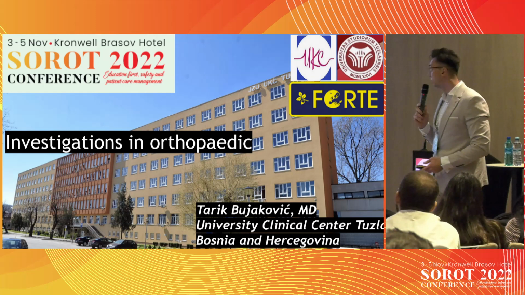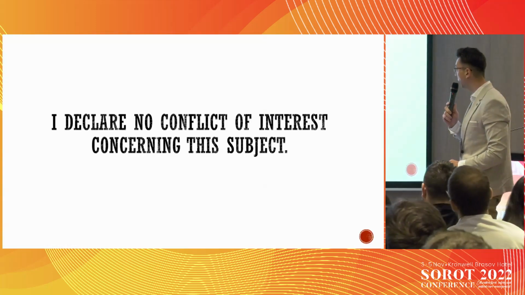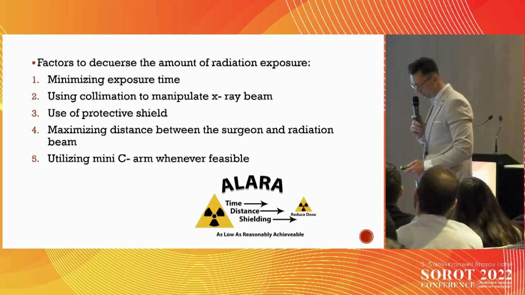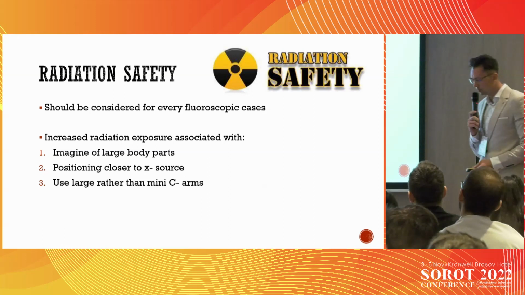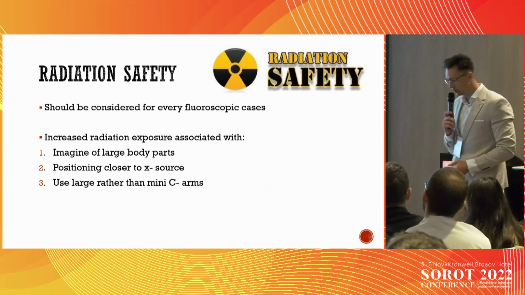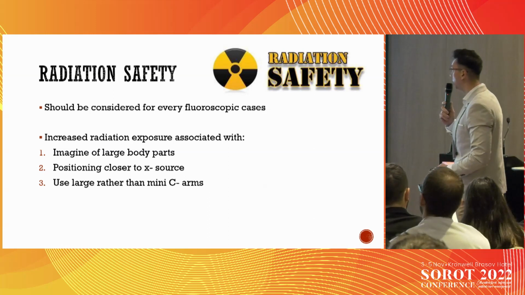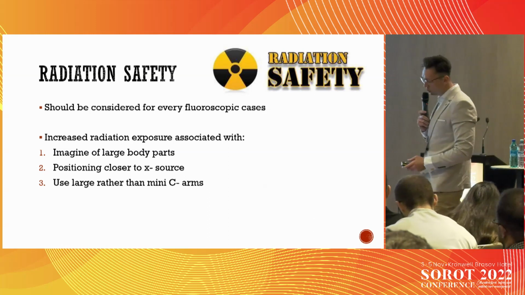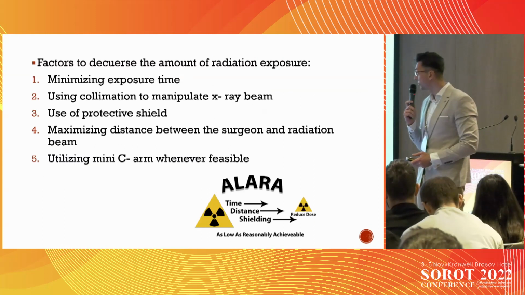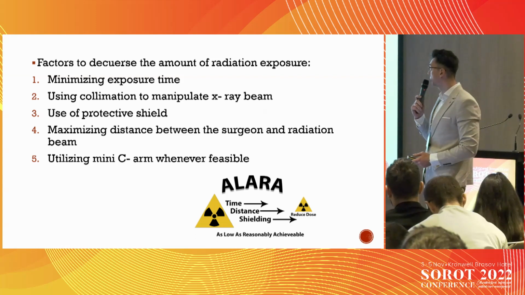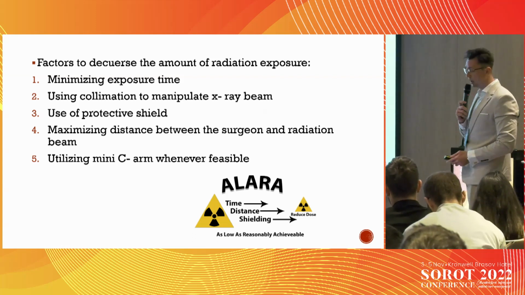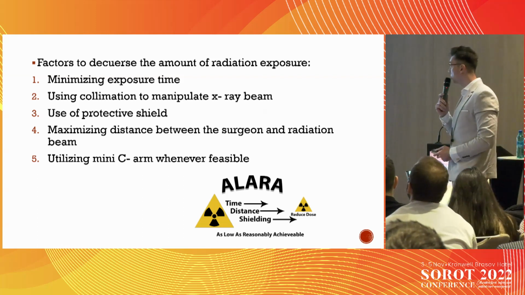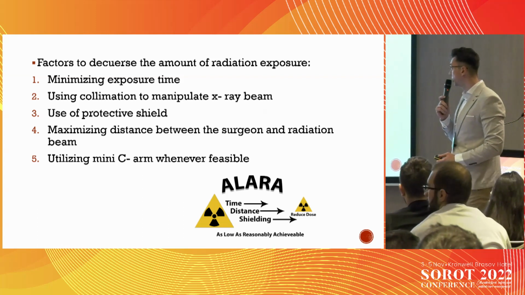Well, we're going to start with investigation in orthopedics. Radiation safety should always be considered. The increase of radiation exposure could be in imaging of large body parts, positioning closer to the X-ray source, or using larger rather than smaller CR. Factors to decrease the amount of radiation are minimizing exposure time, using collimation, use of protective shields, maximizing distance between the surgeon and radiation, and utilizing the CR whenever feasible.